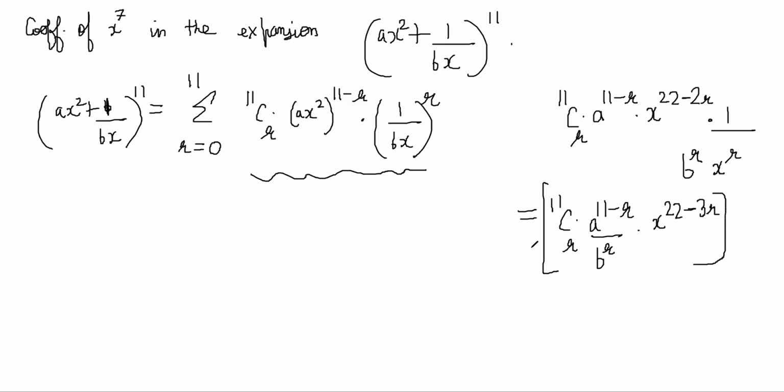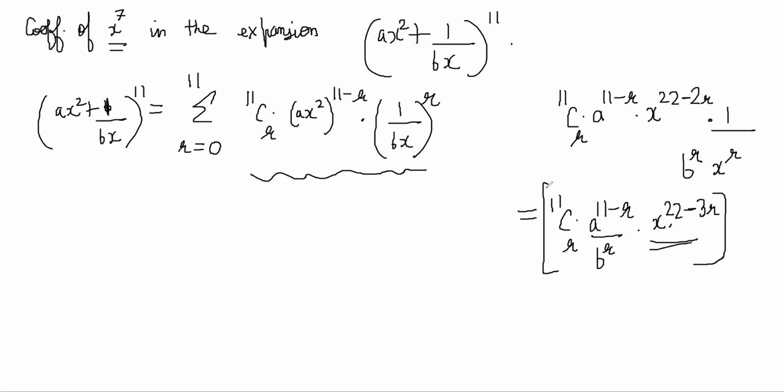And in this general term, I have to keep varying my r from 0 to 11, right? And you will get all the terms. So now we don't have to write all the terms. We have to find the coefficient of x power 7, right? So when this power becomes 7, that time we have to find the coefficient, right?